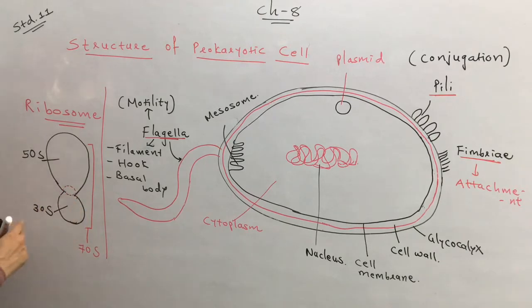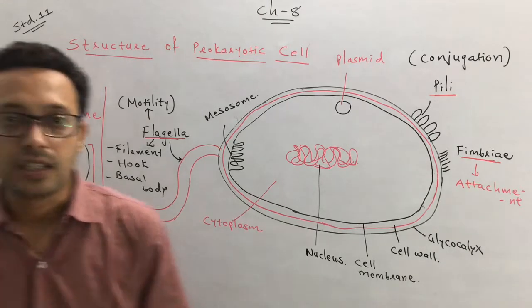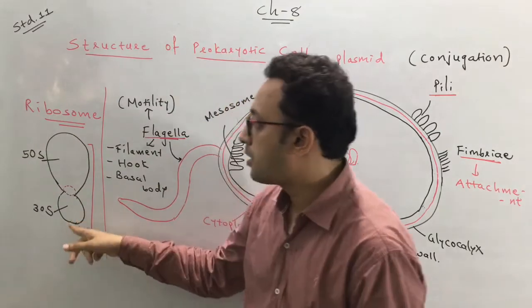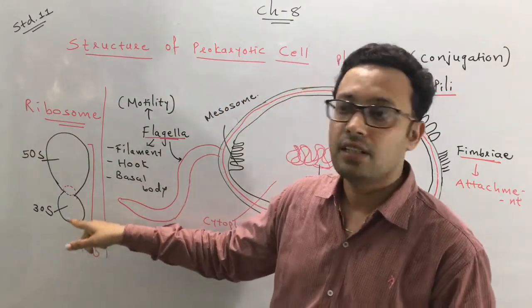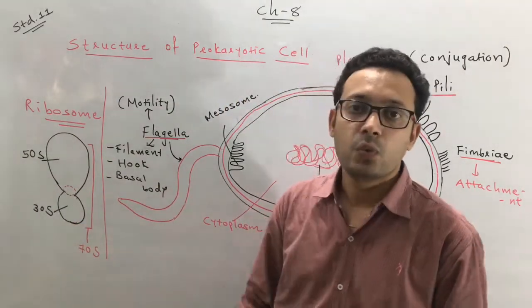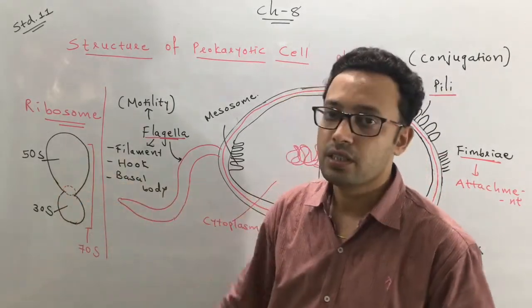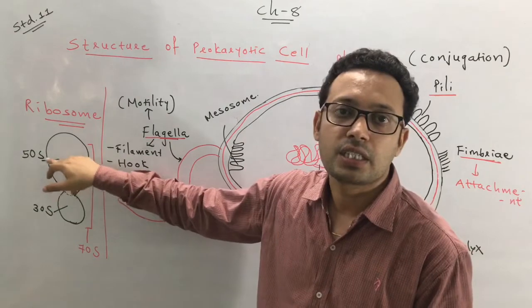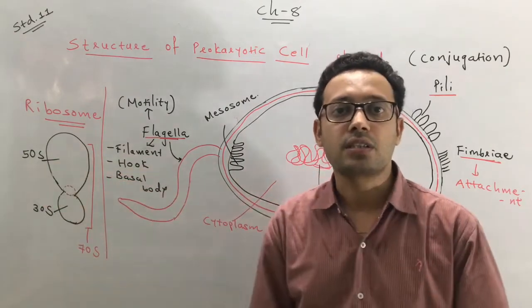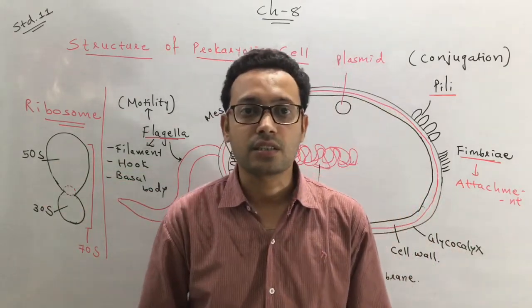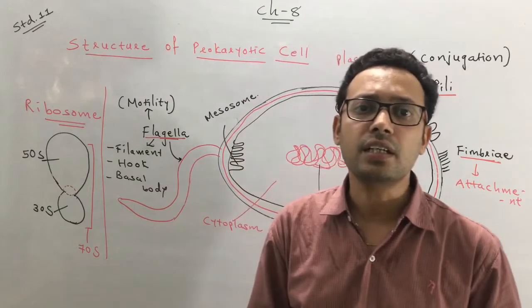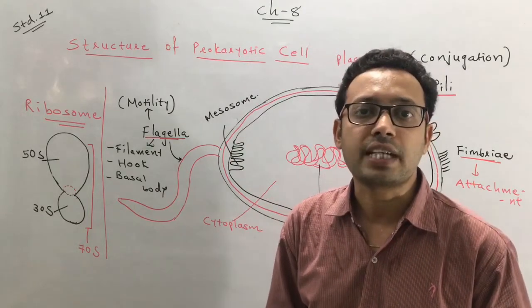So the size of the prokaryotic or bacterial ribosome is 70 S, which consists of two subunits, larger and smaller. The larger subunit is 50 S and the smaller subunit is 30 S. So that is the ribosome you can find in the cytoplasm.